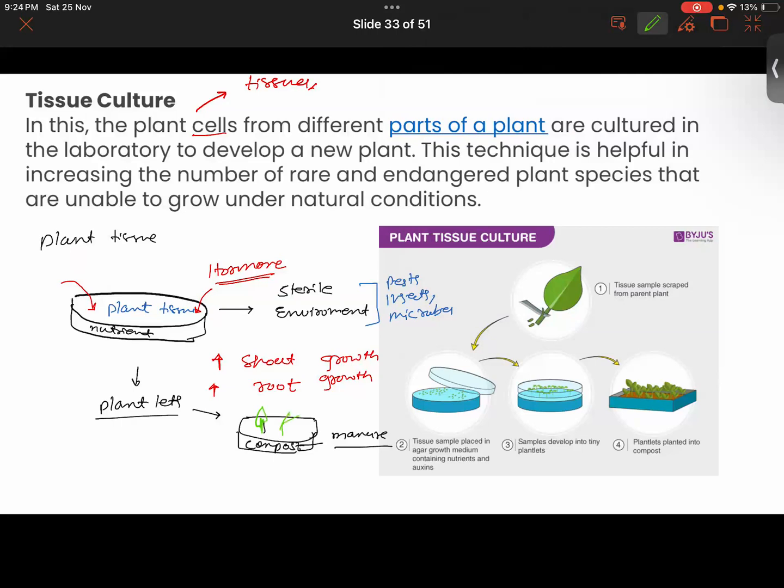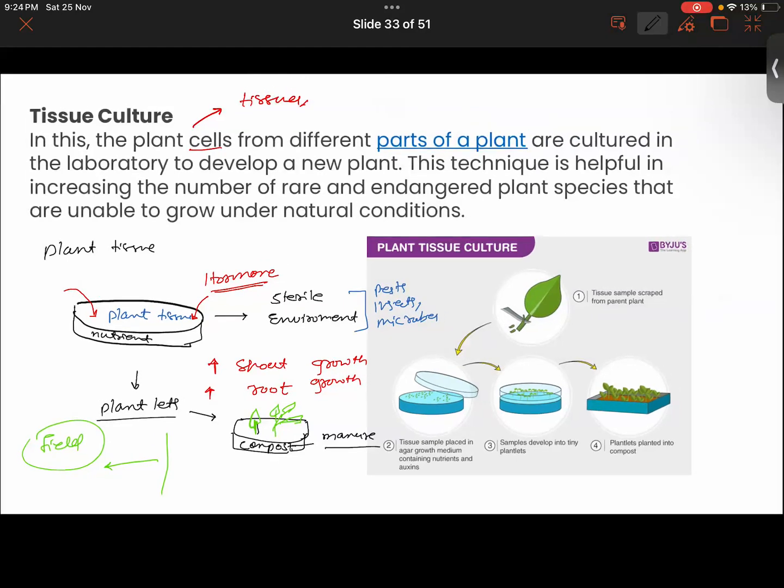Getting it now? So once it has grown to the required size, I will be planting it in the field or in a small piece of land, right? So this is what tissue culture is all about. Is that clear to all of you or not?